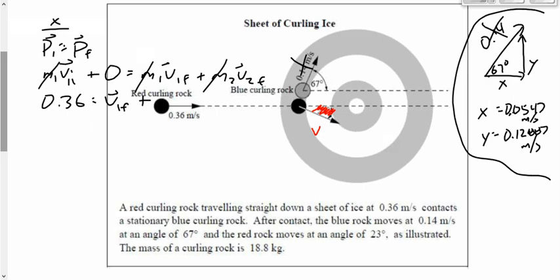What do I use for v2F here? The blue rock. What is it? Yeah, good. 0.0547. I'm just going to highlight that to remind us where it came from. Then we solve for v1F. Take that to the other side by subtracting. v1F works out to be, for the x component, 0.3053 meters per second.